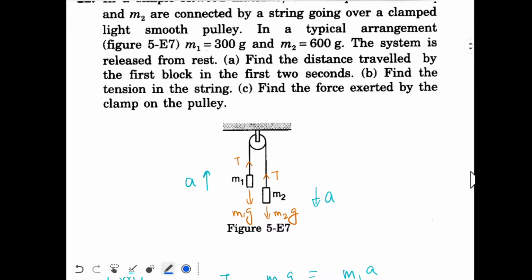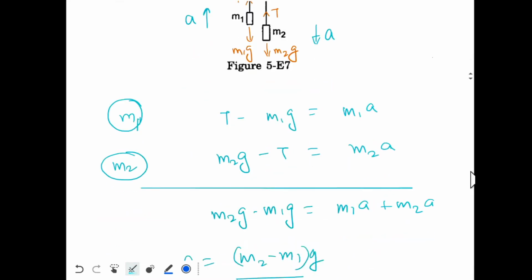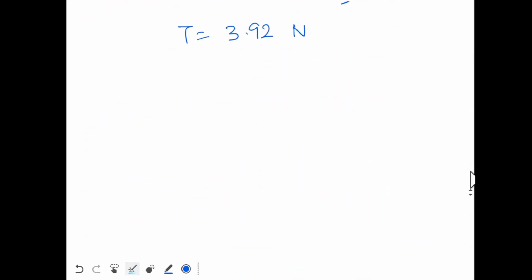Now coming to part C of the question, find the force exerted by the clamp on the pulley. So that's very easy. We just need to draw the FBD of the clamp and the pulley. So let's draw the pulley. This is your pulley. Okay. So the clamp is applying a force F upwards while the two strings are applying a force downwards from either direction. There's a single string in fact applying force equal to tension downwards from both the sides.